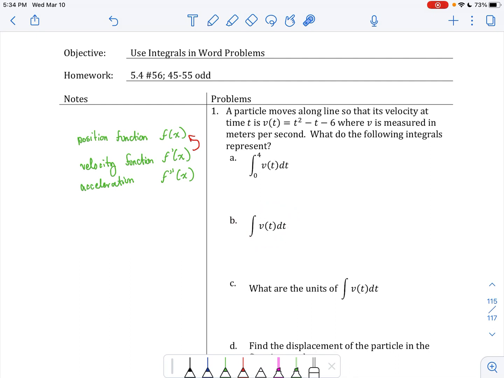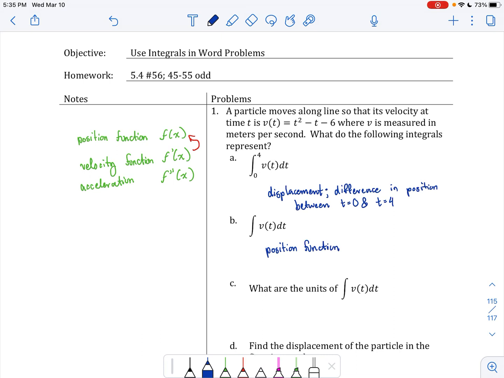So I'm going to actually jump to part B here for a second, is that the integral of velocity is the position function. Now if we put bounds on the position function, this is what's called the displacement. And displacement is the difference in the position between, and you just have to look at the bounds, in this case, t equals 0 and t equals 4. It might also be like in the first 4 seconds.